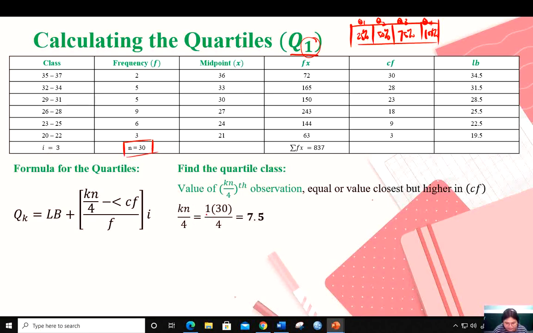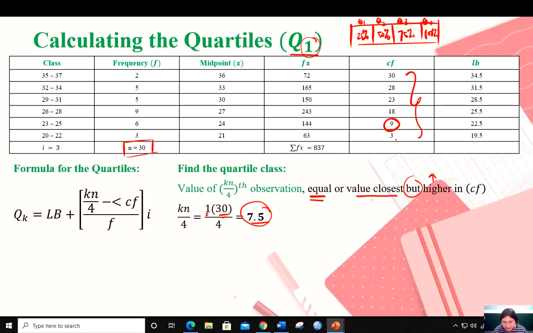So, ito si K, si 1. Ito si N, si 30. 1 times 30 divided by 4, the answer is 7.5. Ito yung value sa observation natin. Ngayon, titingin tayo kay cumulative frequency. Kapag walang 7.5 sa cumulative frequency, we are going to identify the closest but higher in CF. Okay po? Kung ang nakuha natin 7.5, titingin tayo dito kay cumulative frequency. Nasaan dyan kaya yung pinakamalapit pero mas mataas kay 7.5? So the answer is 9.